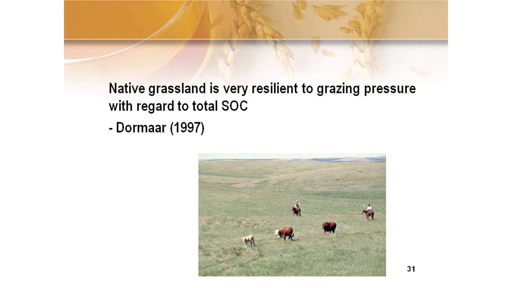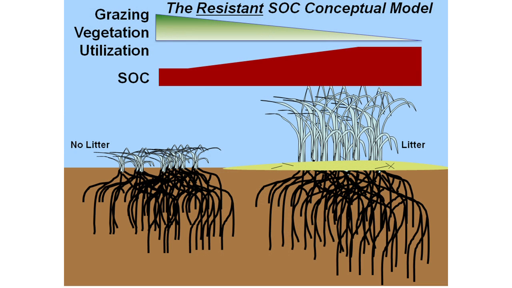It doesn't seem to be working too well. Norma says in native grassland, it's very resilient to grazing pressure with regard to total carbon, and so I almost think it's more what I'd call a resistant soil carbon conceptual model, in that it does seem to be resistant to change, and so it takes a long time to see change, and it may not be a lot. There may be plateau areas, in other words, you can have some utilization, and you really won't see an effect on carbon.